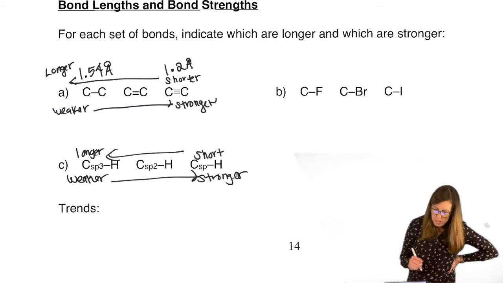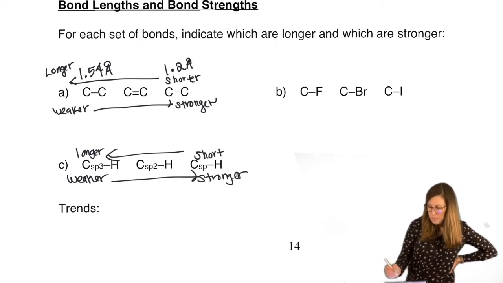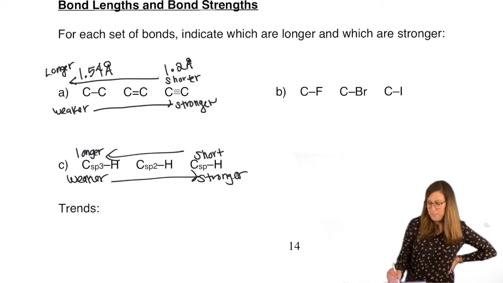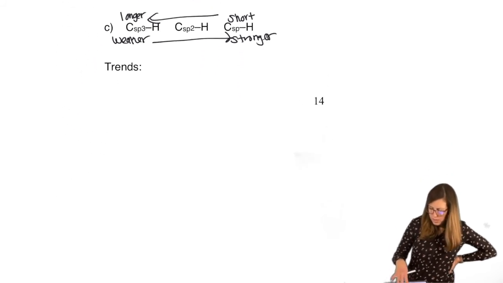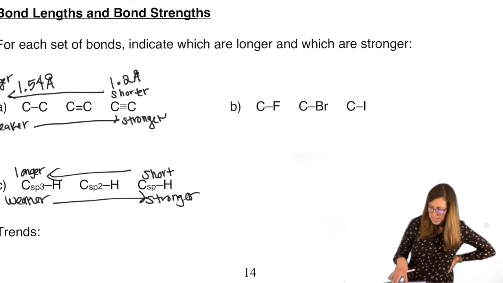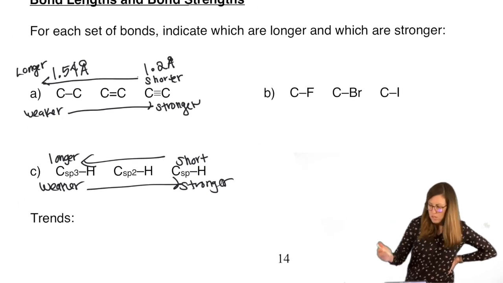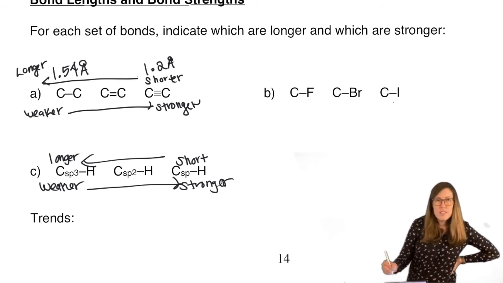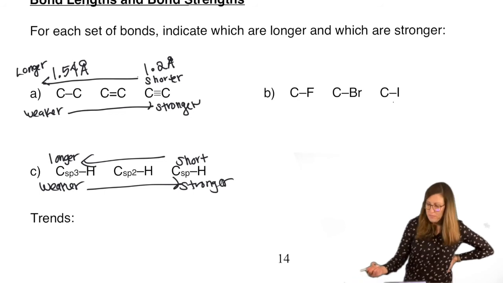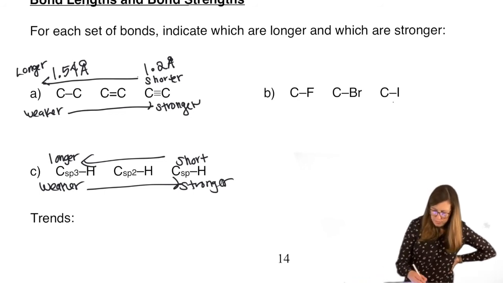Okay, the last one I want you to be kind of comfortable with trend-wise. Look at the halogens attached to a carbon. What's the difference? The size, right? That's a periodic trend there. What's the difference in their size? Iodine is larger, so it needs more space. It's going to be farther from carbon, so that's going to be a longer bond. So that means it's going to be weaker.